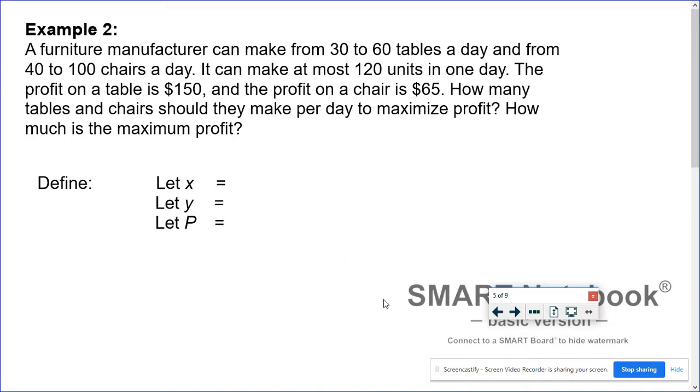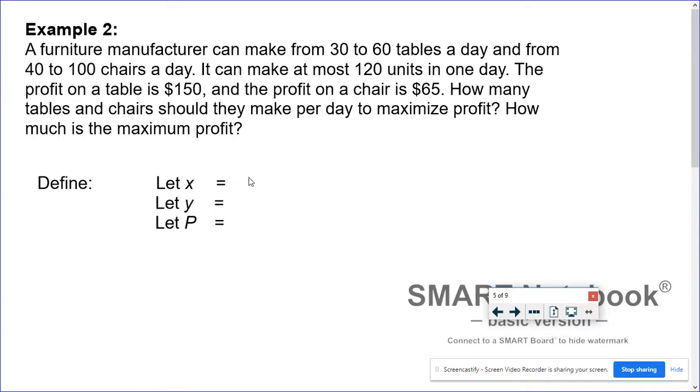So this question says a furniture manufacturer can make from 30 to 60 tables a day and from 40 to 100 chairs a day. It can make at most 120 units in one day. That's all going to be information that we're going to use to write our constraints in a minute. The profit on a table is $150 and the profit on a chair is $65. That information we're going to use for our objective function. How many tables and chairs should they make per day to maximize profit? And then how much is that maximum profit? Answering those questions is going to be the answer to the whole thing at the end.